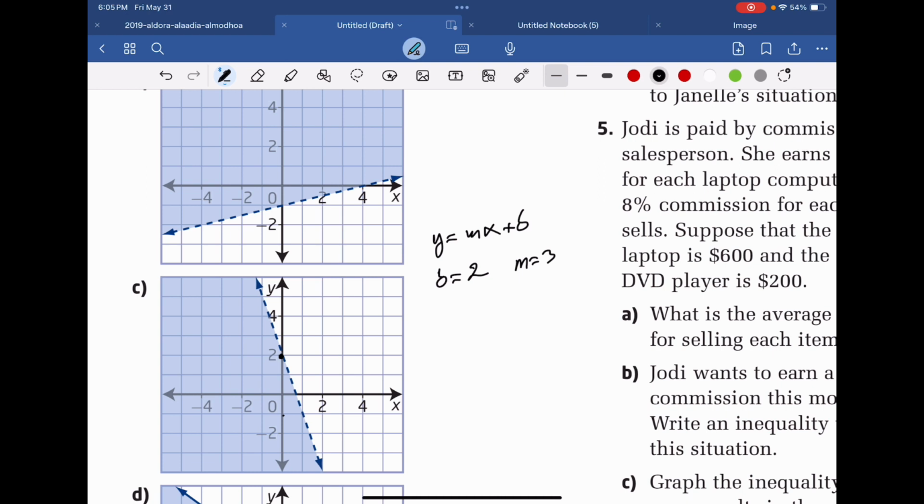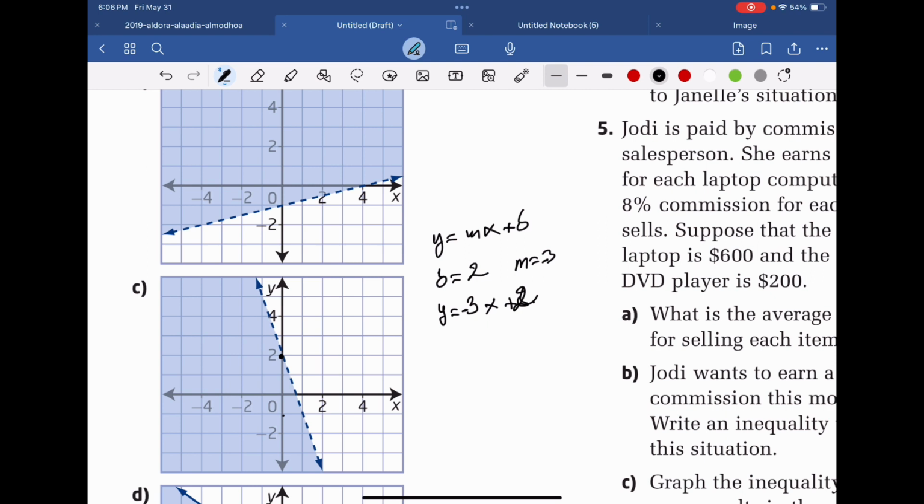So the equation of this line is y is equal to 3x plus b. And because it is a negative slope, it will be minus, because it's going down. If the slope is going like this, it's a negative slope. If it is going like this or like this, it's a positive slope. So my slope is negative, so it will be minus 3x plus 2. Okay, now let me try something like that.